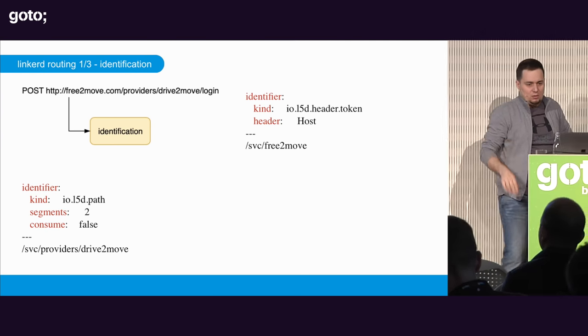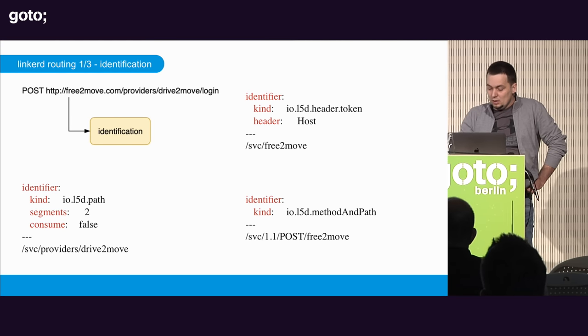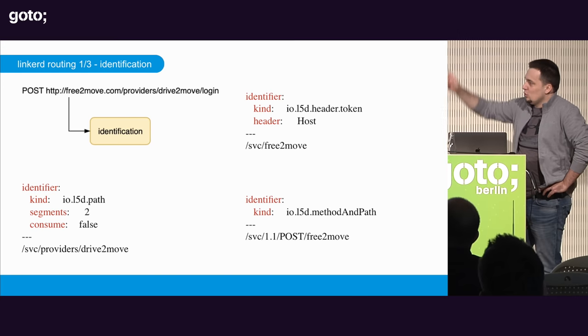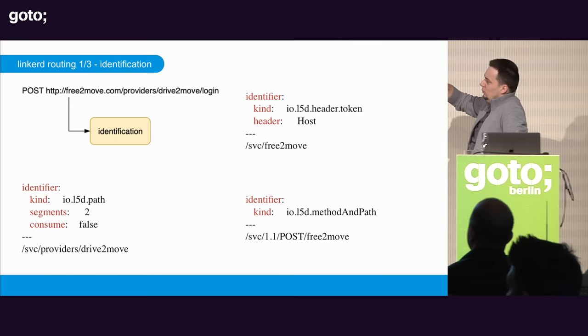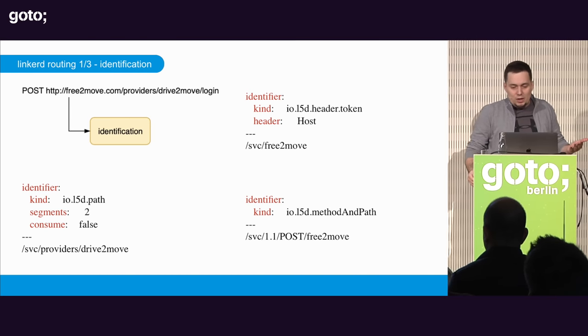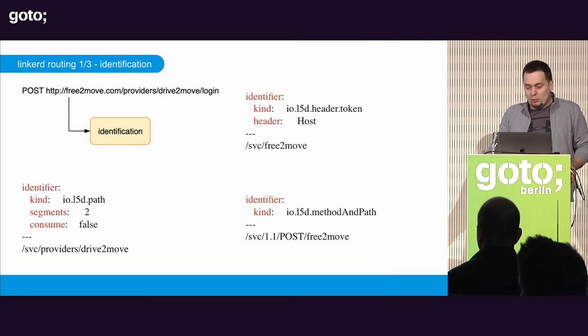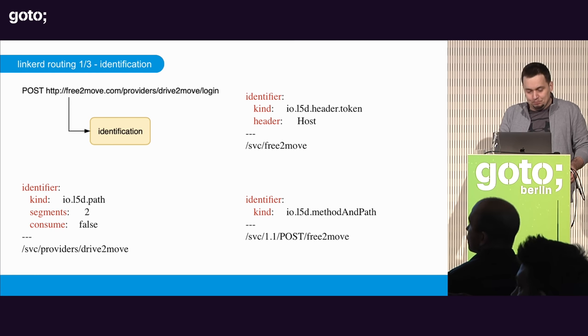This is one of the very few identifiers that can be used to modify the incoming request. There is also method and path, so your request will be identified like this: HTTP 1.1, POST, and then free to move, and so on. There are a lot of other identifiers. The documentation is very well written. You can see how they work. You can write your own. But whatever you find there is suitable for most cases.